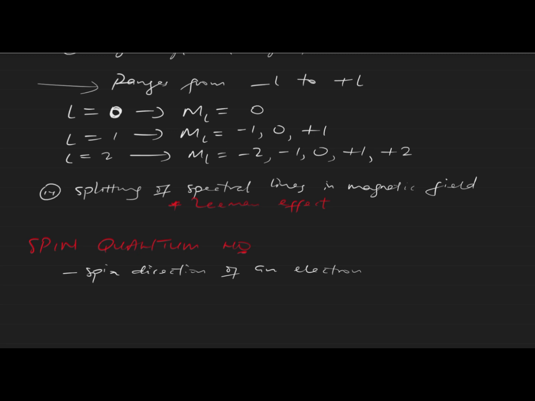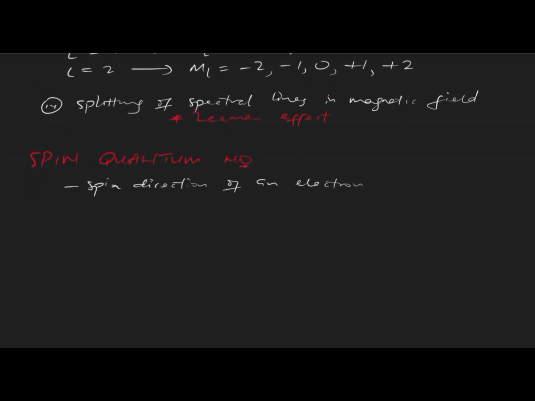So even two electrons that lie within the same orbital would end up having different values for the spin quantum number. Now the spin quantum number is usually denoted by M subscript S and has two values, which is either plus half or minus half. These are usually the two values that we can have for the spin quantum number. The plus half is the clockwise spin, while the minus half is the anti-clockwise spin.